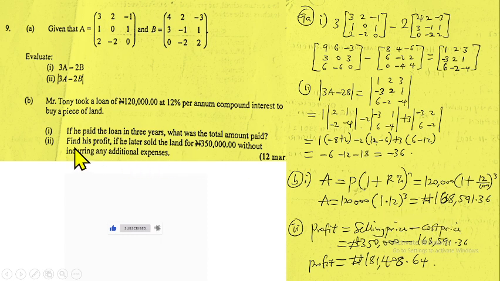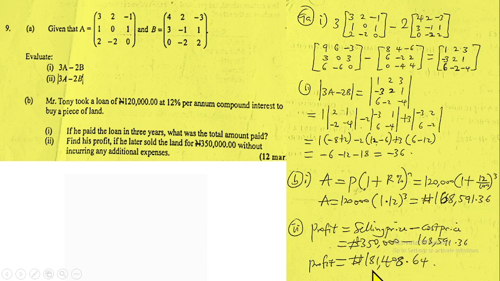But the next question is that find his profit if he later sold the land for 350,000 naira without incurring any additional expenses. It's very simple. We know that profit is selling price minus cost price. We know the selling price, sold it for 350,000 naira, and the cost price is the total amount he's going to pay back.